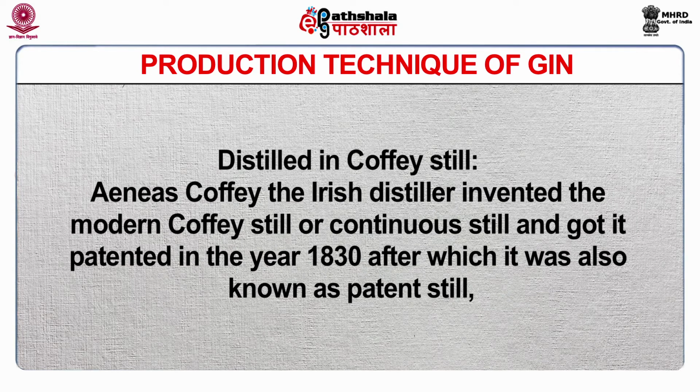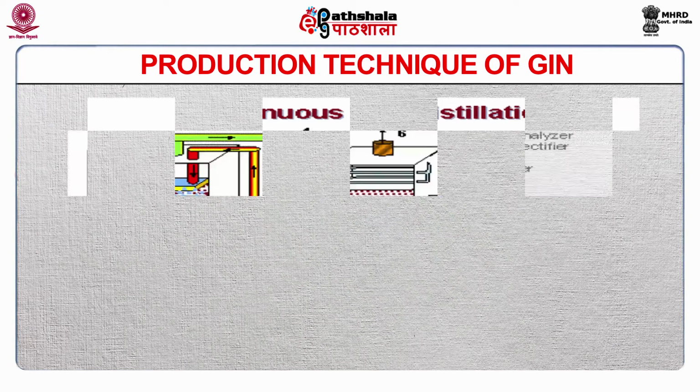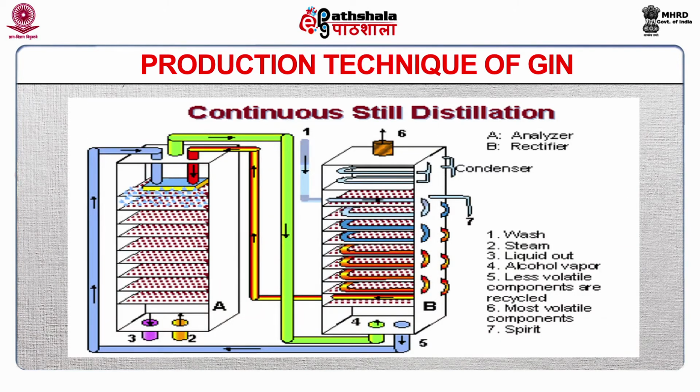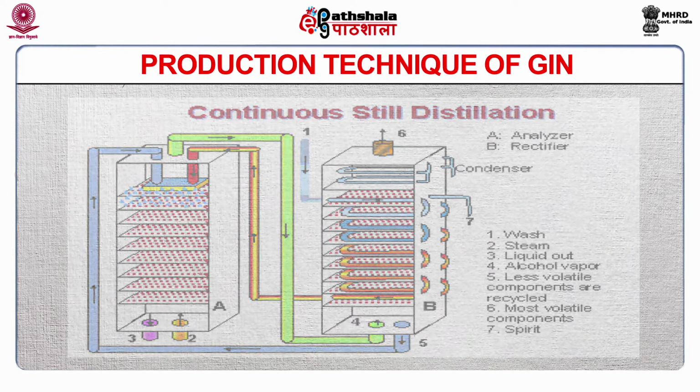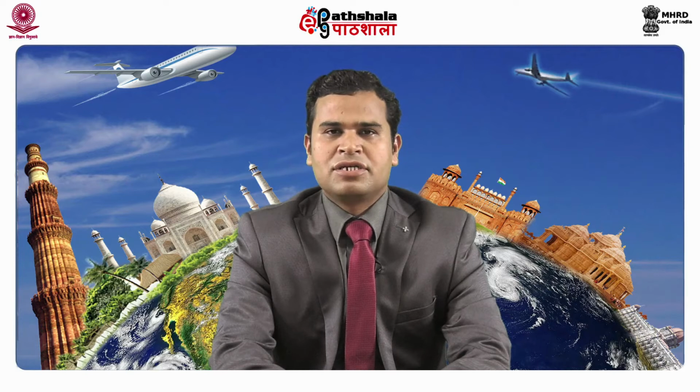Second one, distilled in Coffey still. Aeneas Coffey, the Irish distiller, invented the modern Coffey still, or we can call it continuous still, and got it patented in the year 1830, after which it was also known as patent still. This still yields a neutral spirit of a very high proof, approximately 96% ABV, from a fermented mash derived from agricultural origin.